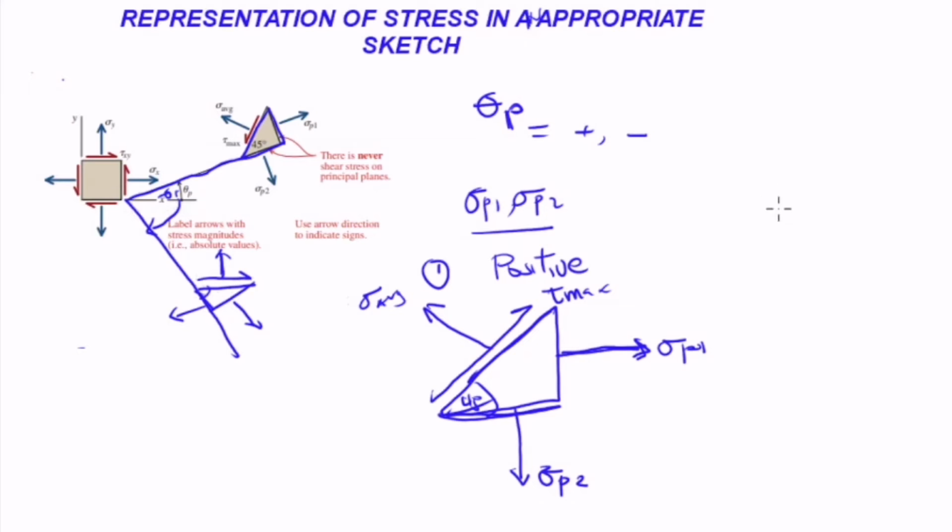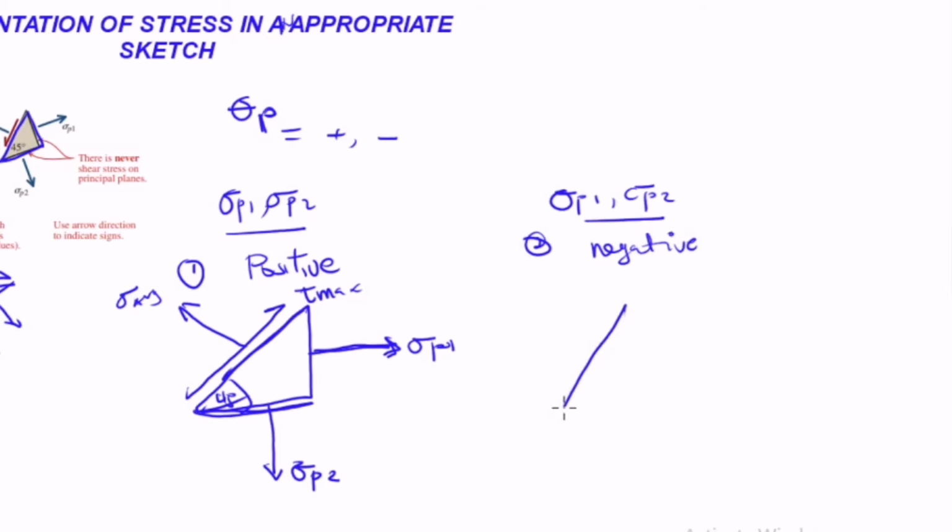Now let's move on to number 2, condition 2. With condition 2, let's look at if all are negative. So if the principal stresses are all negative, what are you going to do? All negative. So for you to draw the wedge element, if they are all negative, you're going to have it to be like this.